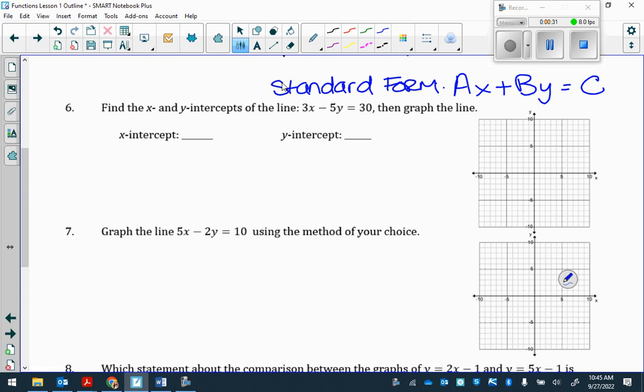So to find your x-intercepts, okay, how do we do that? Lucy? Okay. Oh. Okay. All right. Anybody else? Yeah.